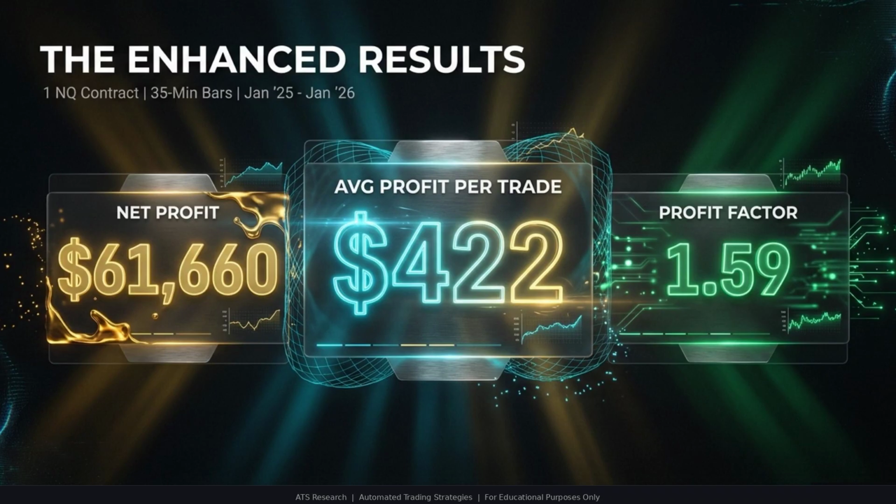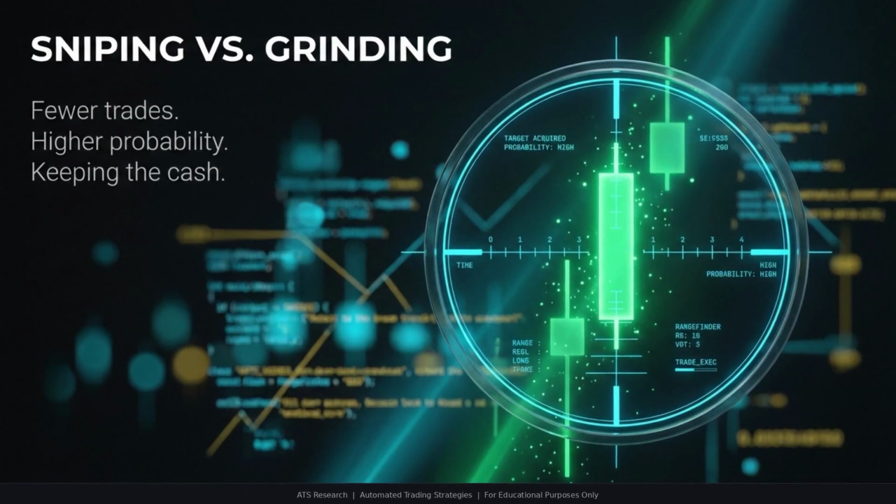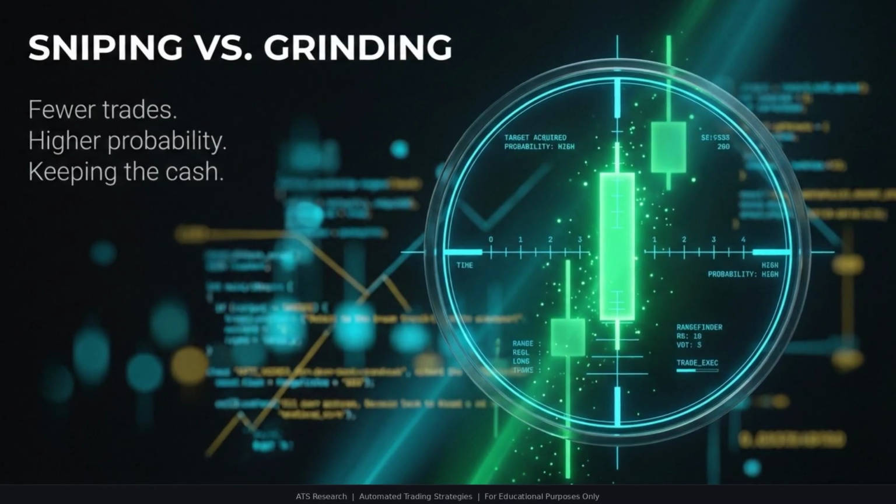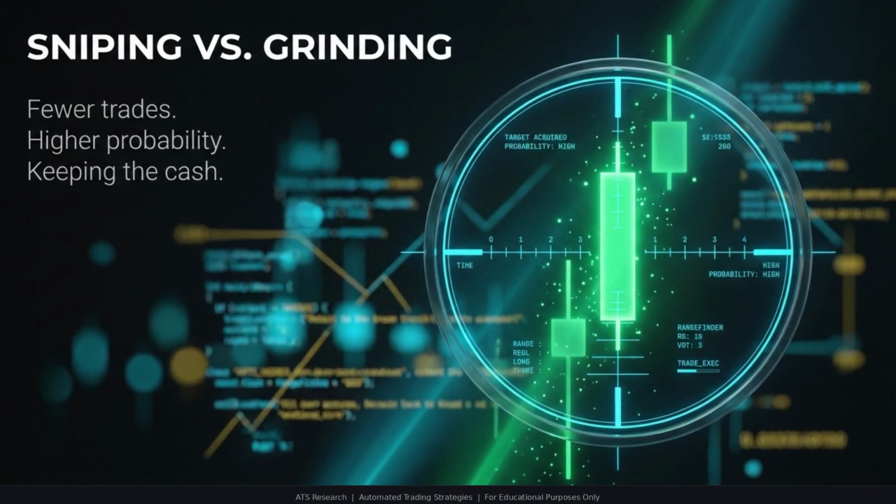Okay, $422 per trade is solid. But I'm guessing you're trading less often because of all these filters. We are, and that's the whole point. We're not grinding for pennies 24/7. We are sniping the highest probability moments. The raw strategy might have traded more, but it just kept giving the money back. This version keeps the cash.